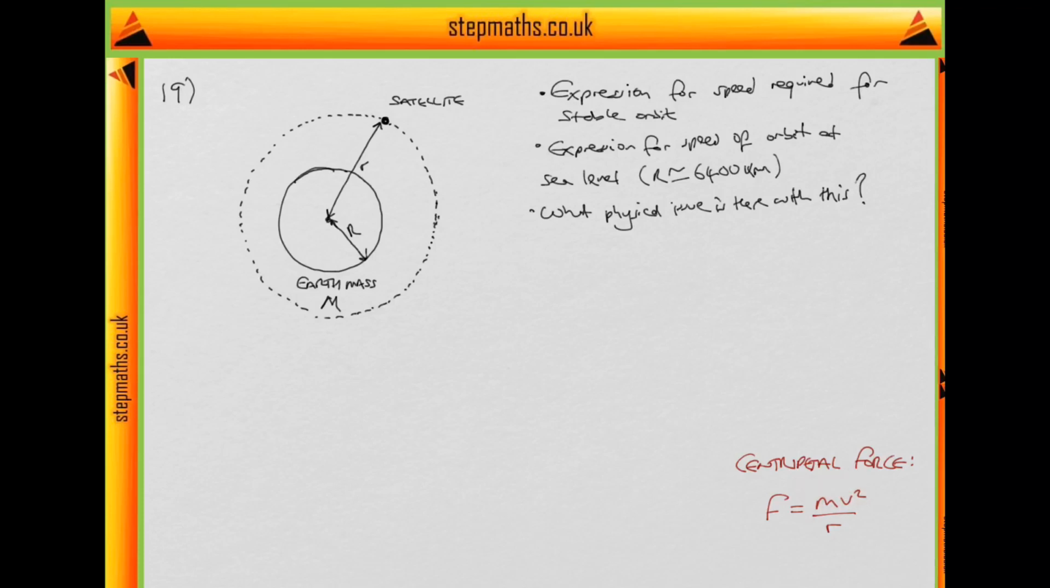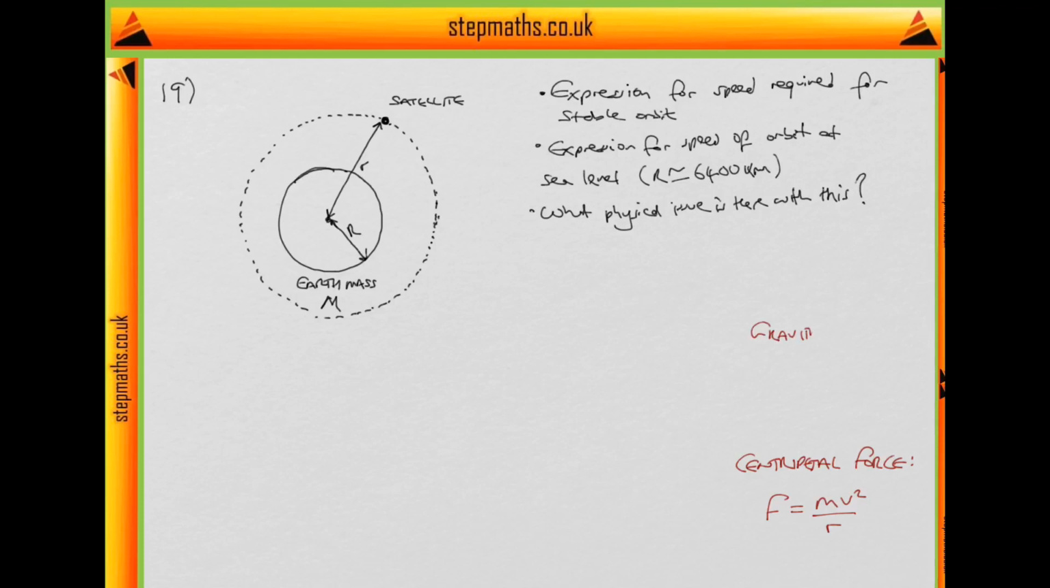Now something needs to provide this centripetal force. In the case of a car moving around a circular track, friction on the tyres produces the centripetal force. In the case of you swinging an object attached to a string over your head, the string provides a tension force to provide the centripetal force. And in the case of an orbit, it's the attraction from the Earth towards the satellite that will provide the centripetal force.